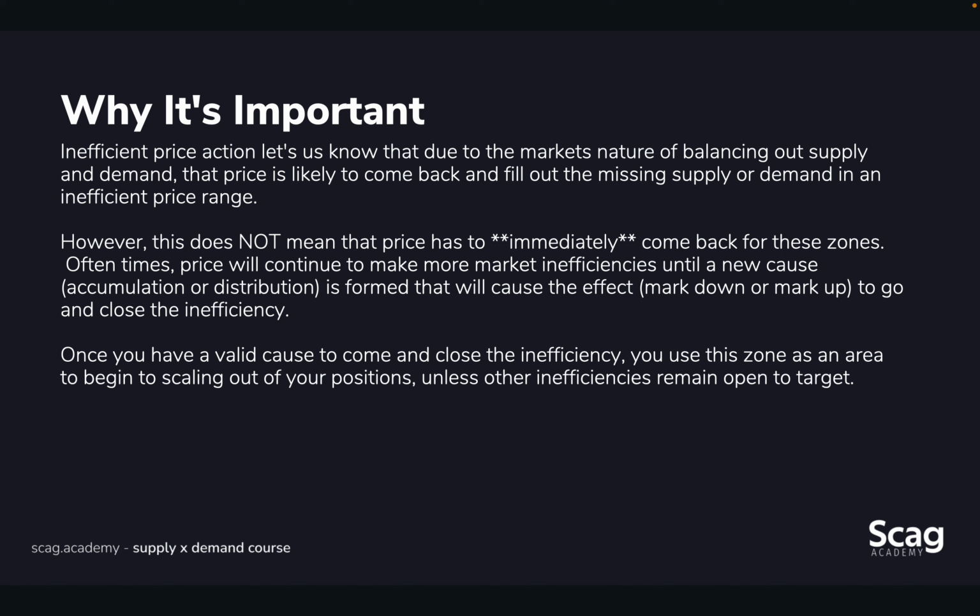We're going to talk about this in a little bit, but oftentimes price will continue to make more market inefficiencies until a new cause, which we know is an accumulation or a distribution, is formed that will again cause the effect, or the markdown or markup, to go and close the inefficiency. So once we have a valid cause to come and close the inefficiency, we can then use this zone as an area to begin scaling out of our positions from that new cause, unless there are other inefficiencies that remain open to target. So what do we actually mean here, right?